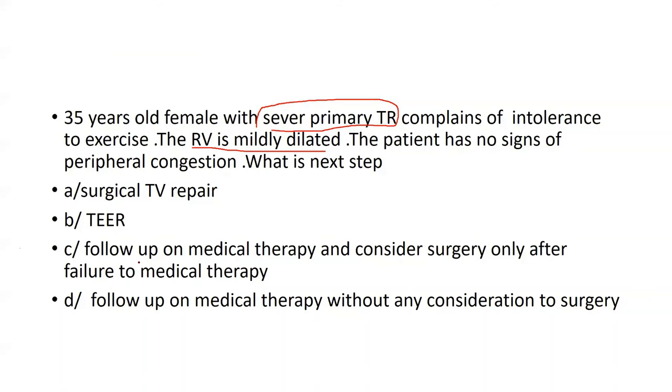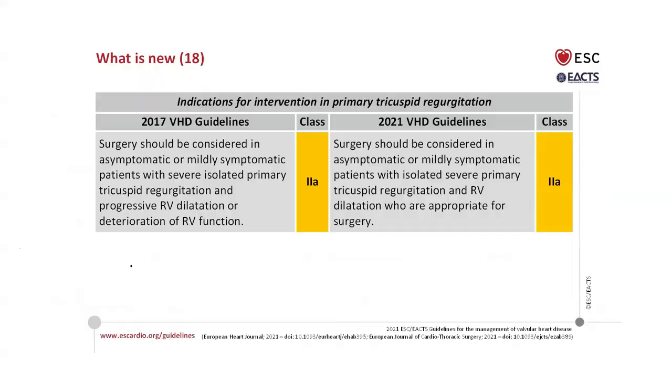So, let's go to the guidelines. In 2017, not much of a difference between 2017 and 2021 as to primary tricuspid regurgitation, primary TR. Surgery should be considered in asymptomatic or mildly symptomatic patients with severe isolated TR and progressive RV dilatation or deterioration of RV function. The condition put for TV surgery is progressive RV dilatation. And that means serial follow-up and you see there is progressive dilatation or RV systolic dysfunction.